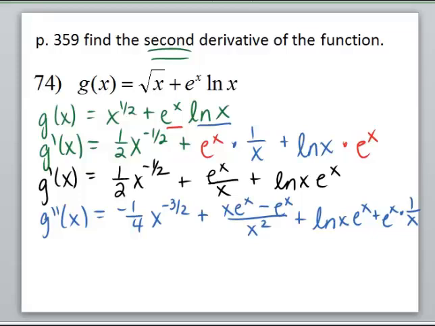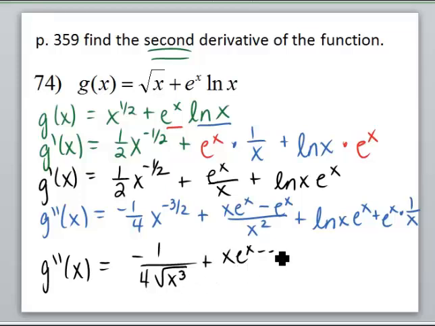And then the last thing I'll do is clean this up just a little bit. And so I'll say my answer is negative 1 over 4 times the square root of x cubed, plus x e to the x minus e to the x over x squared, plus ln x e to the x plus e to the x over x.